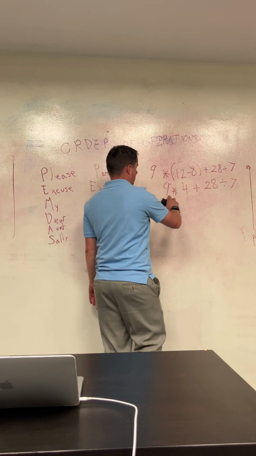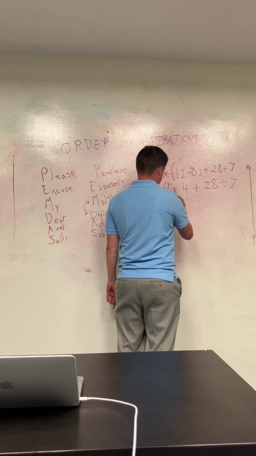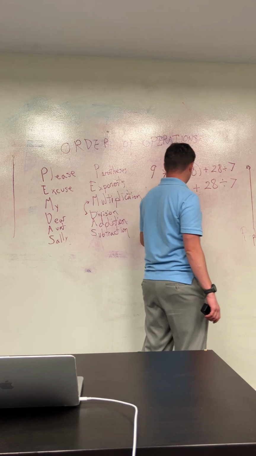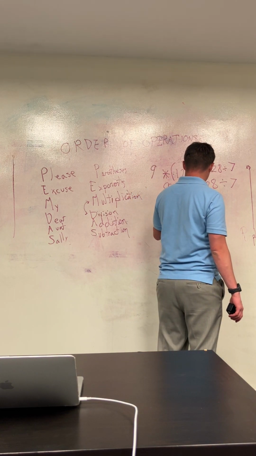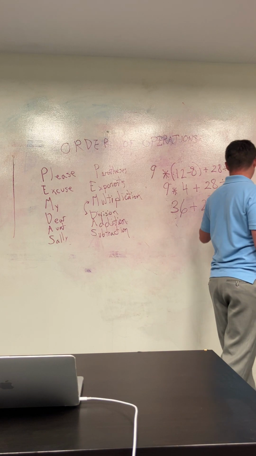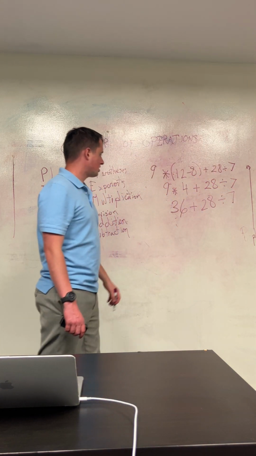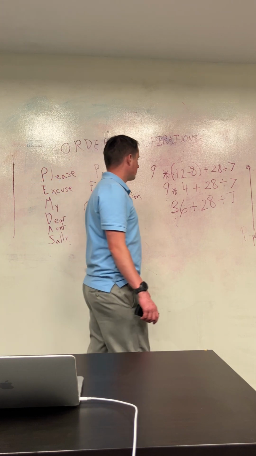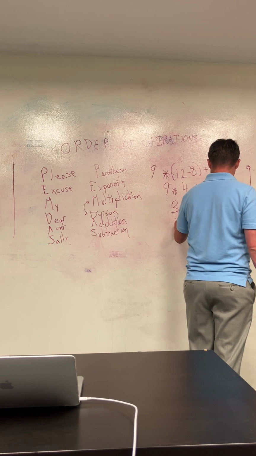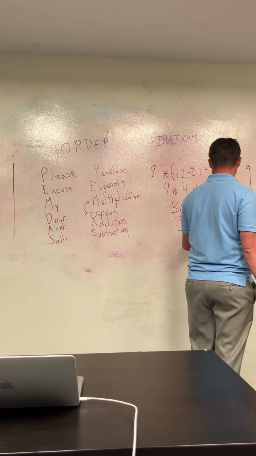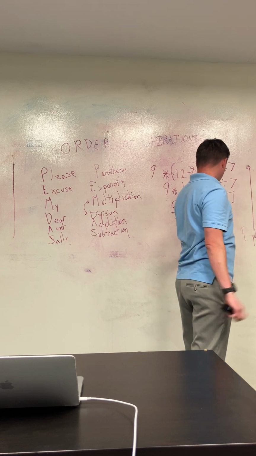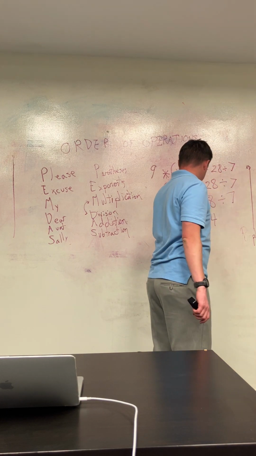Here we're going to go 9 times 4 because it's multiplication that's separated by addition. So what's 9 times 4? 36 plus 28 divided by 7. Next step is division. So what can we divide here? 28 divided by 7 is 4. 36 plus 4. Not 40. 40 is the answer. And now all we have left is addition, so the answer is 40.